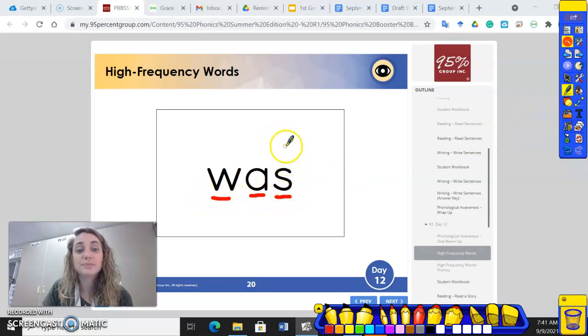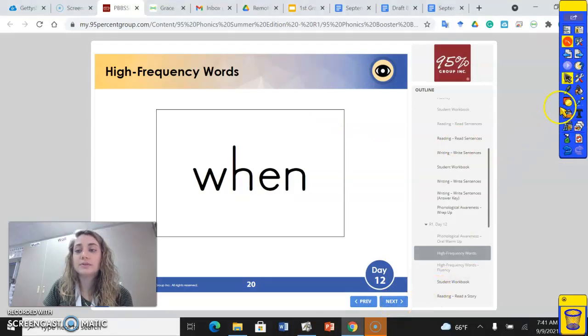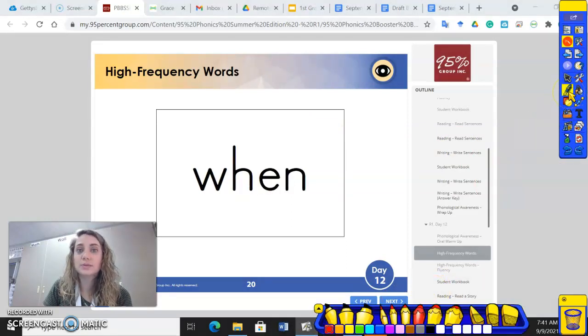But guess what? You might be able to hear that A is going "uh." That's not what A says. So that's going to be a heart part of "was." And then also, when you say that word, that S is kind of making a Z sound at the end of it. So we have to remember by heart that "was" is spelled W-A-S. Very good. All right, first grade, we have this word as well.